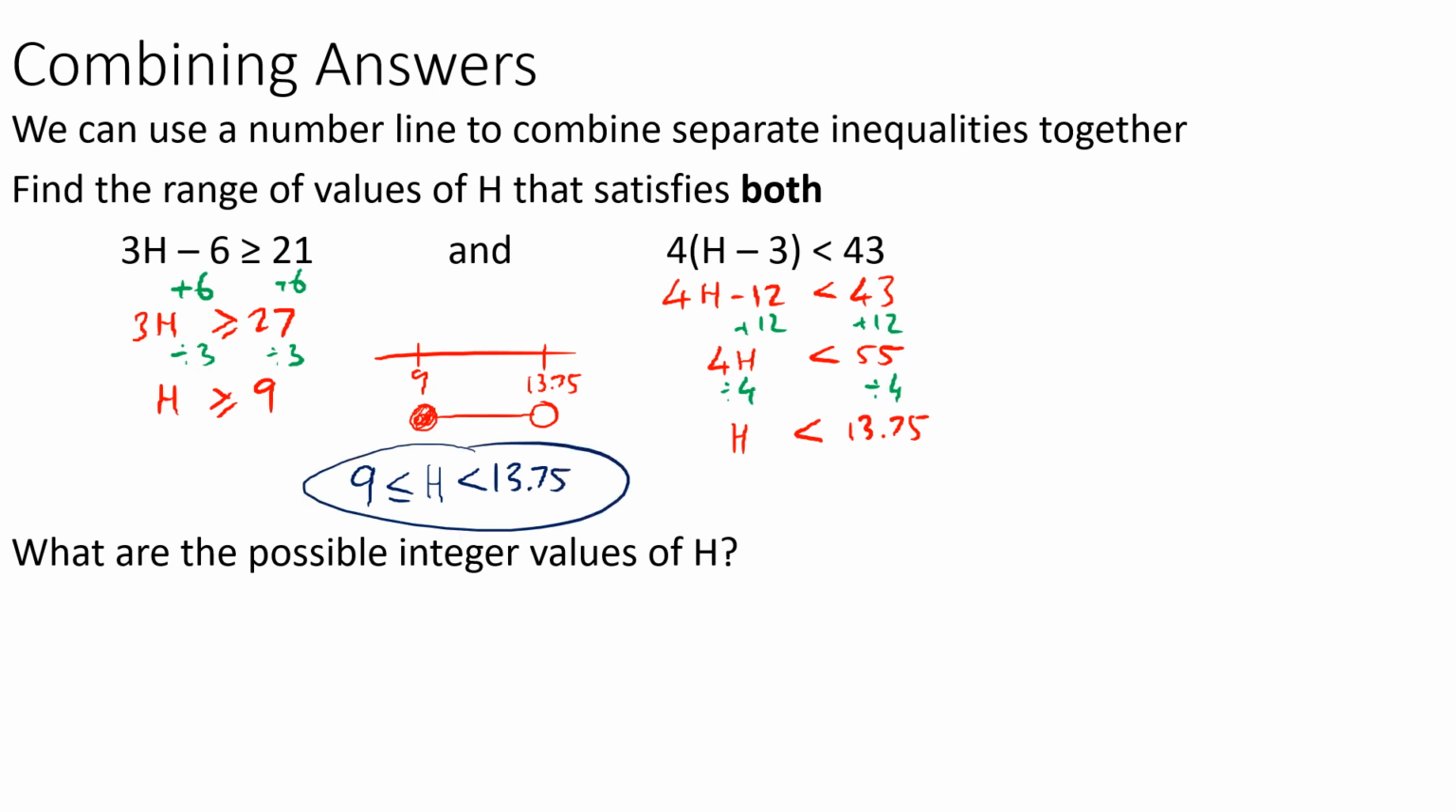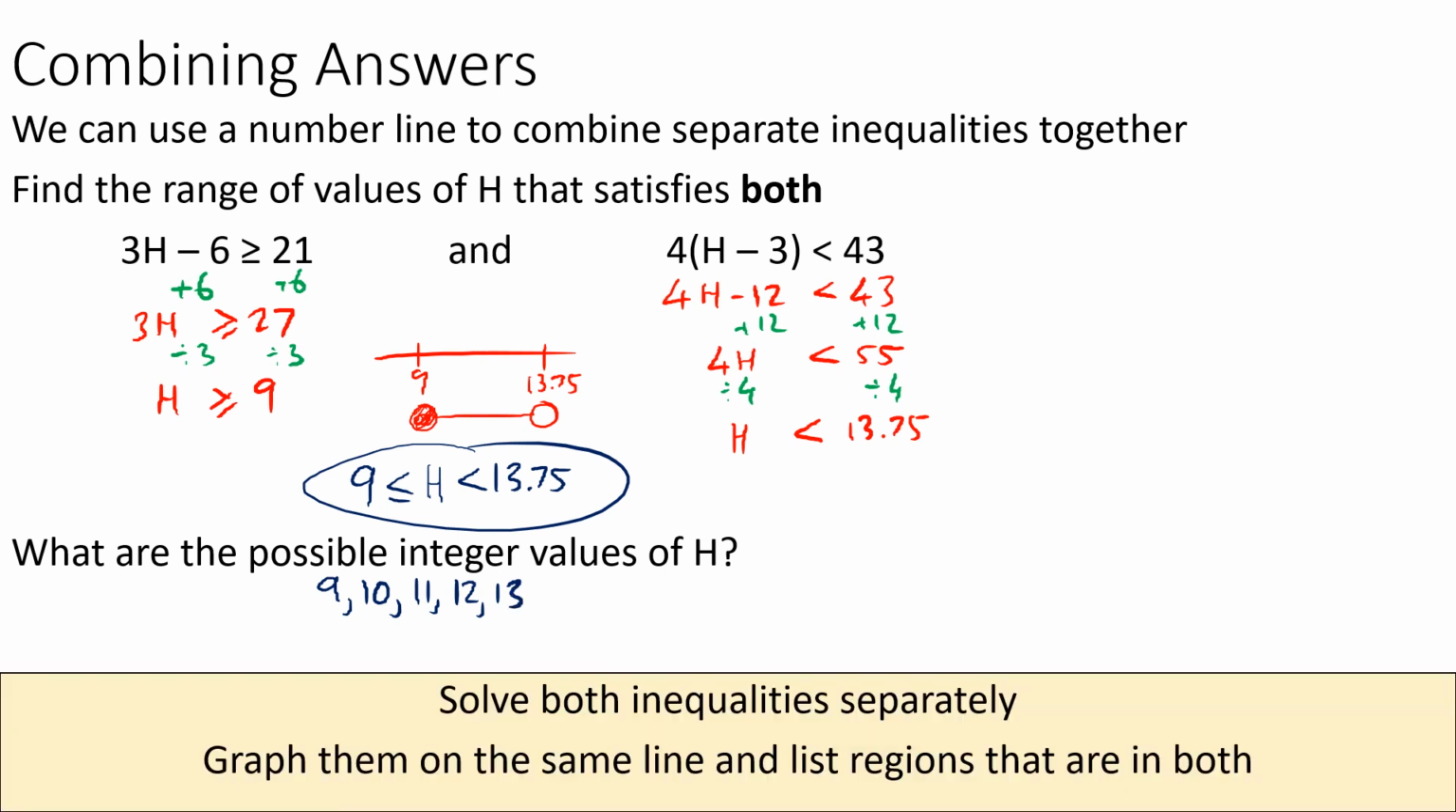We could have a follow-up question here. What's the possible integer values that h could be? Well, it's everything between 9 and 13.75 that's whole numbers, including 9. So just 9, 10, 11, 12, and 13. So yeah, solve both the inequalities separately, graph them on the same line, and try and find the bits that are in both of those lines you drew.